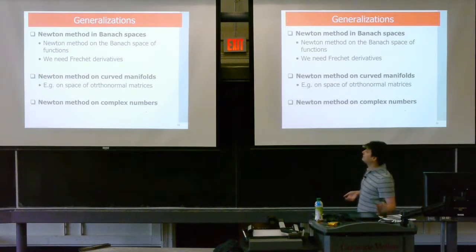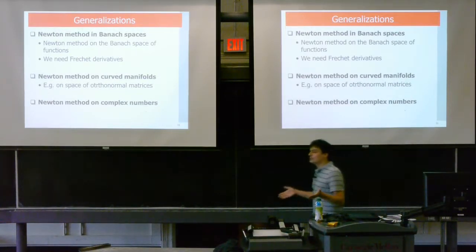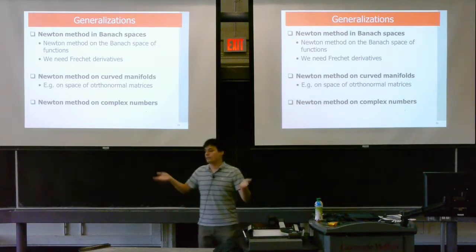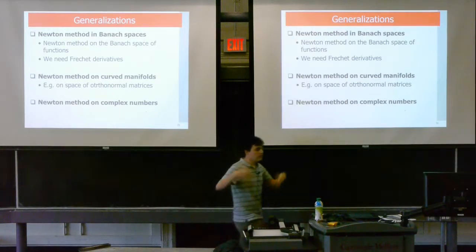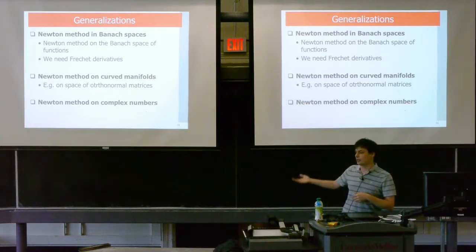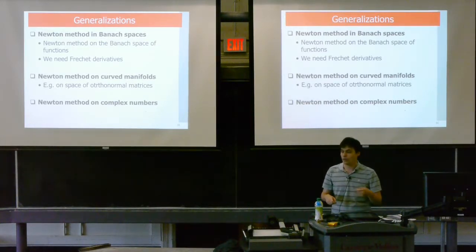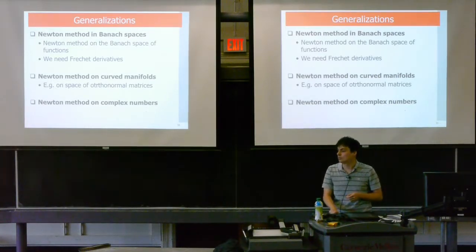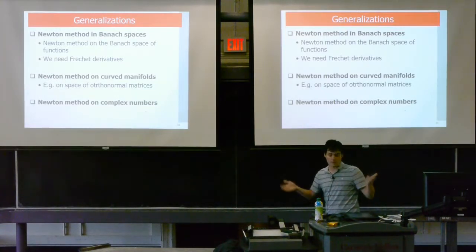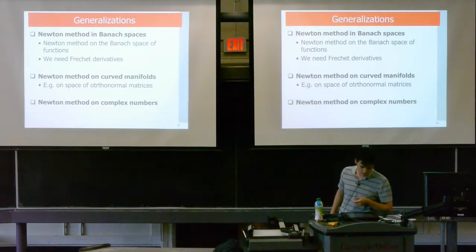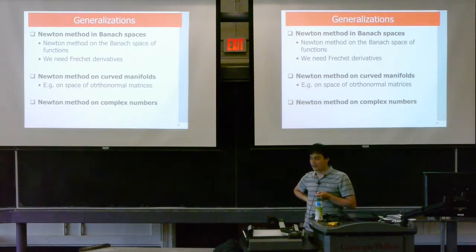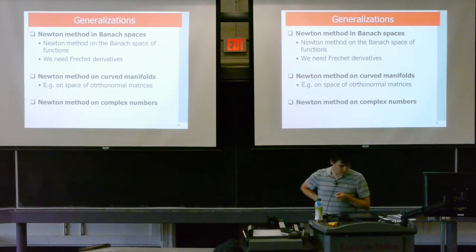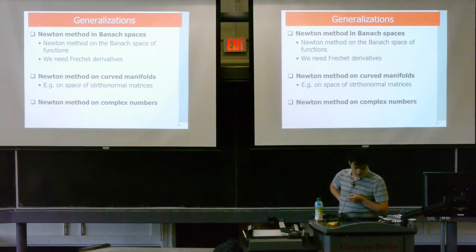Here are a few generalizations. What we discussed is that Newton method was defined on finite dimensional spaces, but actually you can generalize this to infinite dimensional function spaces too. So for example, you have an operator that works on functions, and you want to find the minimum of that operator. You can define Newton method in Banach spaces too, but then we need Frechet derivatives. And we will not discuss this.